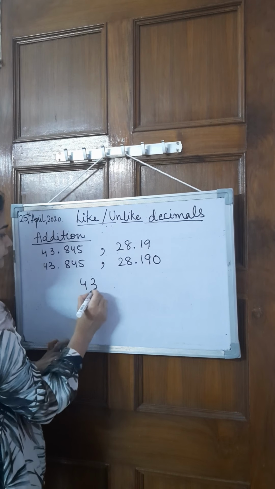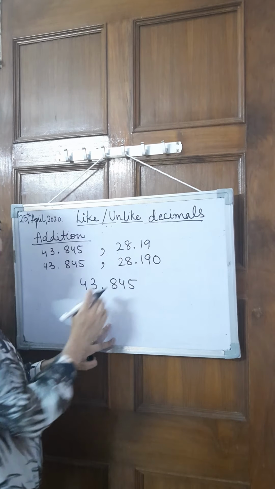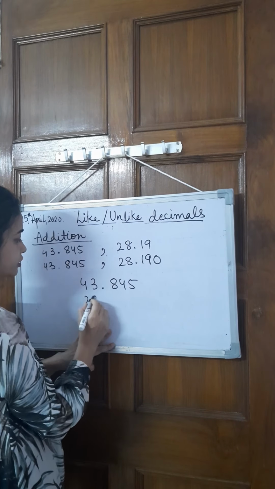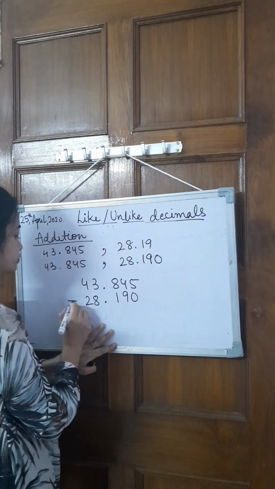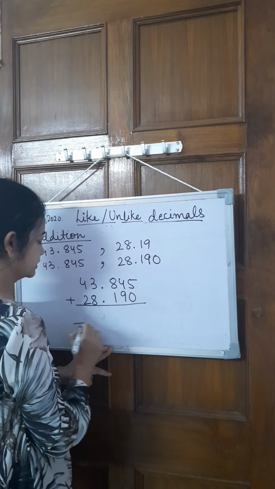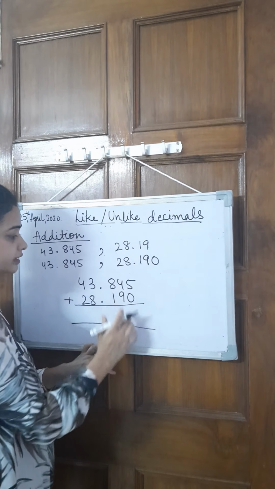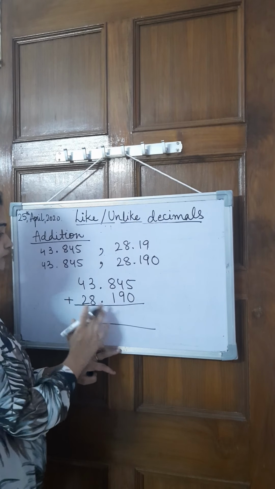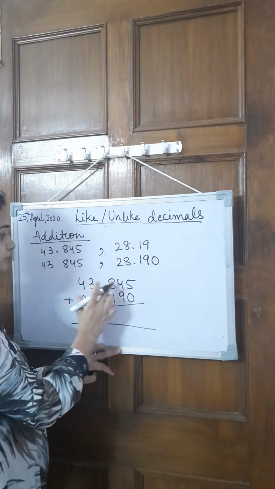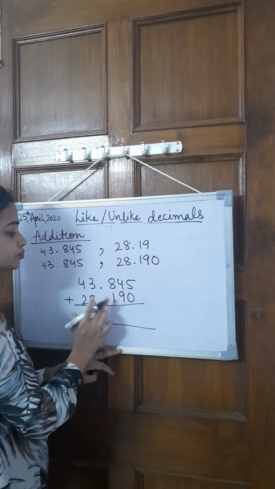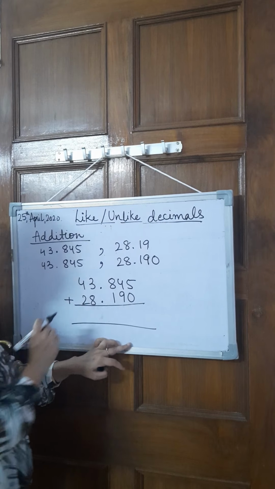To add them, you can use any method. You can simply add them horizontally, and if you wish you can add them vertically also. What is important is when you write the number, this is the only mistake that you people make: when you copy the number, you do not write it correctly. The 1000th part should be below the 1000th part, the 100th part below the 100th part, the 10th part below the 10th part. This is very important when you add or subtract them.